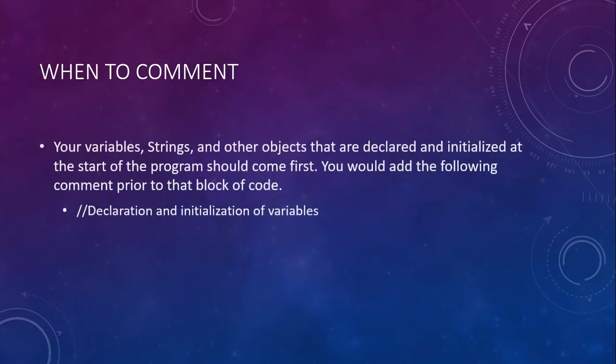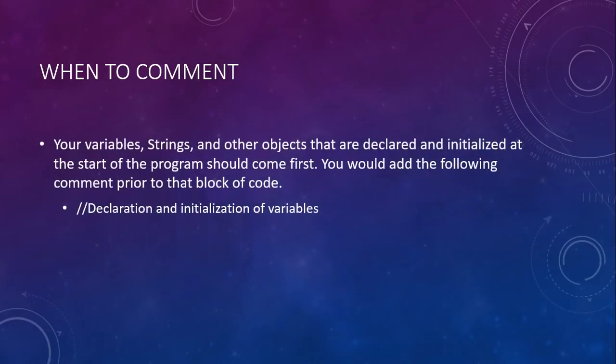Now, when to comment: your variables, strings, and other objects are declared and initialized at the start of the program, and those should come first. You would add the following comment prior to that block of code: declaration and initialization of variables. So that's kind of the free comment I'm giving you right now. I should expect to see that comment at the top of your program.